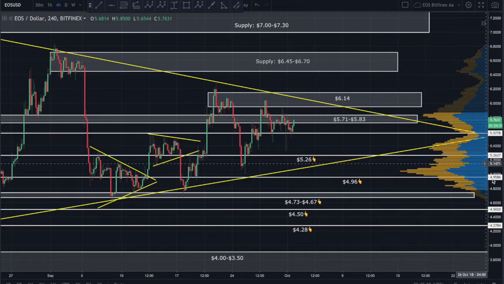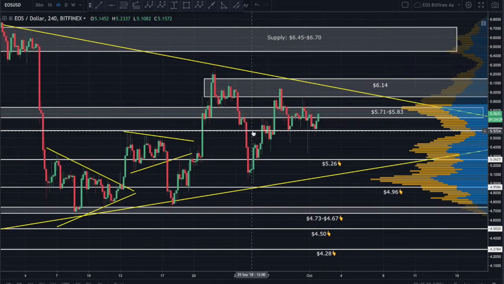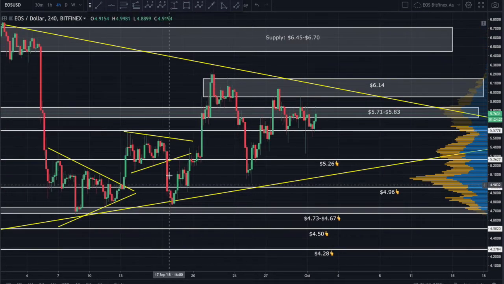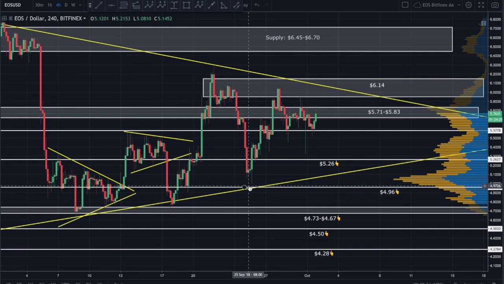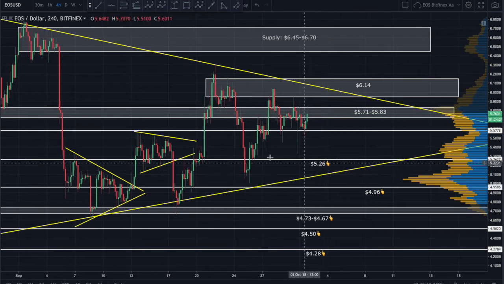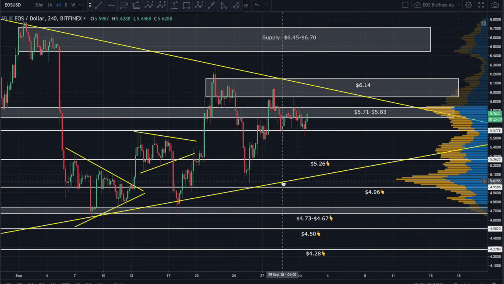Putting my Elliott hat on, guys, and I don't like to use Elliott Wave. I've told you guys many times in the past. I don't like to do it in low volume markets, which this is a low volume market. In high volume markets, I love it. It's my bread and butter. But in low volume markets, guys, it just doesn't work very well. That being said, we are seeing some structure with EOS.